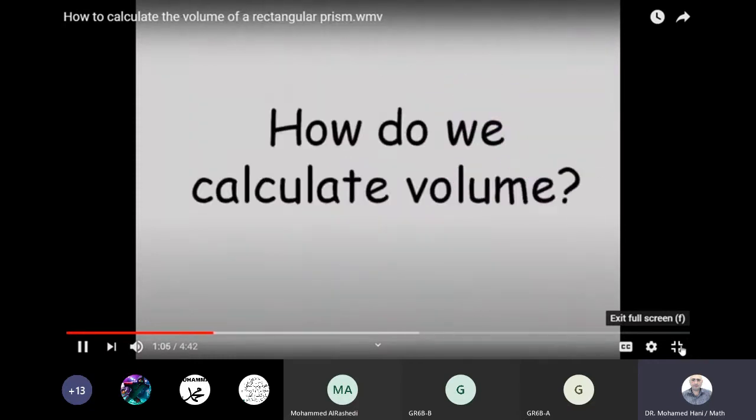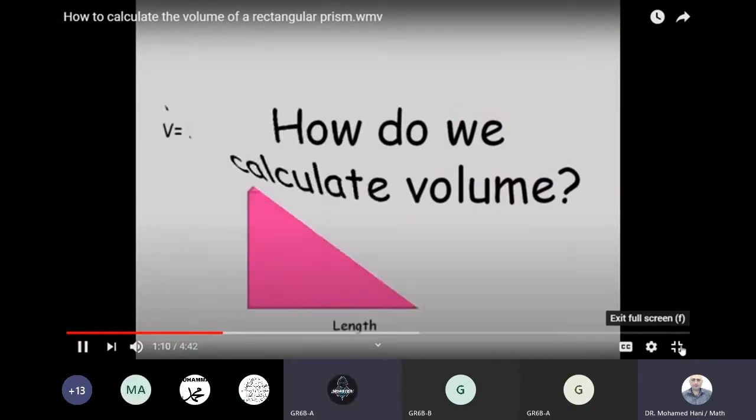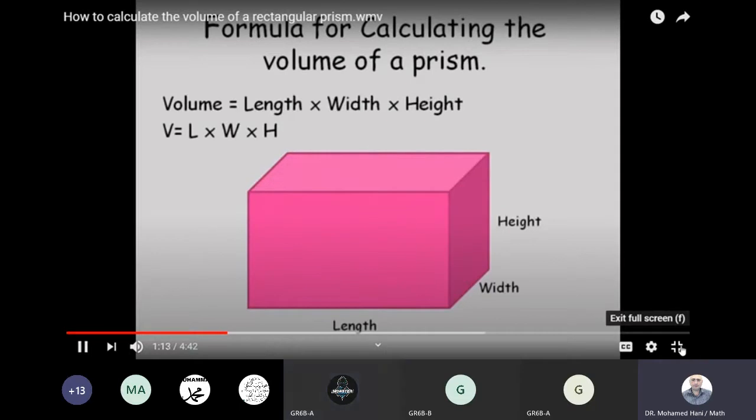So, how do we السلام عليكم calculate مستر volume? محمد هوني. خلاص. To calculate volume, we need to use a formula. The formula for calculating the volume of a prism is length times width times height. We can also write it V equals L times W times H.